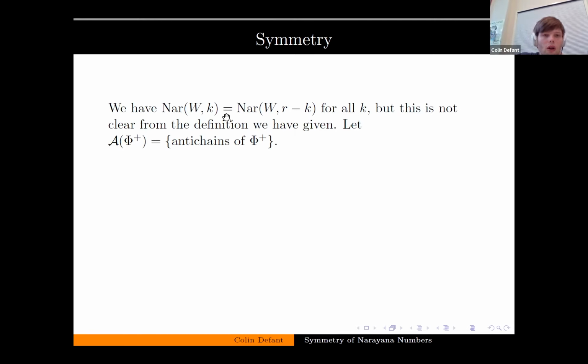So the W Narayana numbers have this symmetry property which basically says that the number of anti-chains of cardinality k is the same as the number of anti-chains of cardinality r minus k. And this is not at all obvious from the definition that I've given. One way we know this is true is because there are alternative ways of defining W Narayana numbers, but from the anti-chains definition, it's not clear. I'm going to let A of phi plus be the set of anti-chains of the root poset phi plus.